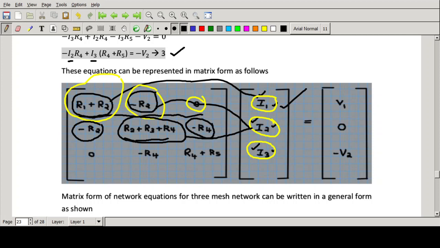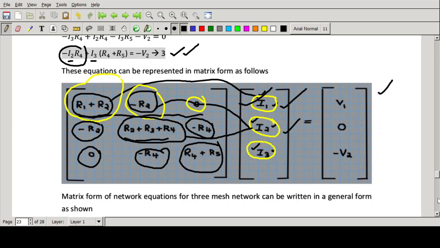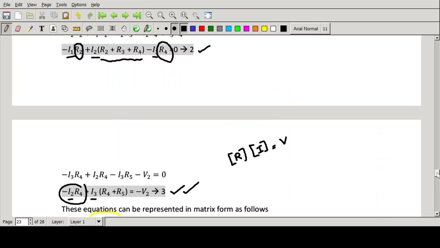So we got the resistance terms corresponding to the first two equations. Now if you see the third equation, there is no resistance term corresponding to current I1, that is why it is 0 here. What is the resistance term corresponding to current I2? You can see here, it is minus R4. So that is written here, minus R4. Then the resistance term corresponding to I3 is R4 plus R5. So these are the resistance terms. Now what about the voltage terms? Let's see the first mesh, or first equation.